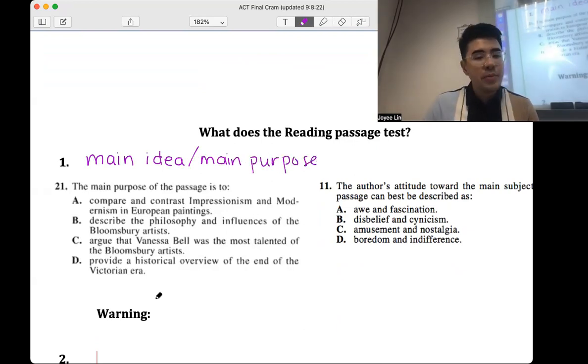So 21 is a humanities passage. What do you think would be a good purpose for a humanities passage? Would be a good one. Okay. Any other ones?